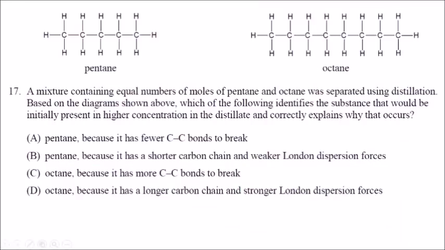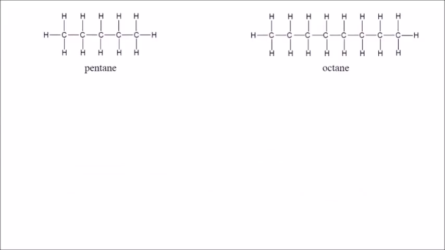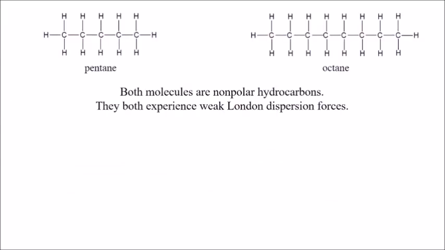In number 17, we are given 2 hydrocarbons, pentane and octane, and we're trying to figure out the substance that would be present in the higher concentration in the distillate. For distillation, that has to do with a separation based on boiling point. So which of these compounds has a lower boiling point? Well, since both pentane and octane are hydrocarbons, they are nonpolar, they experience weak London dispersion forces.